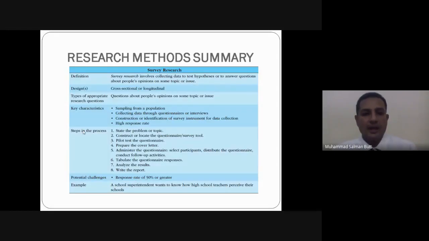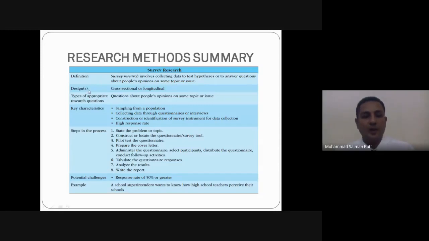Then we are in the last slide of today's lecture, which gives you the summary of the survey research method. It is in your book as well, and this is a very important slide. The process of research starts with the definition of your research problem. Once you are able to formulate your hypothesis and research question, you will be able to decide whether this is survey research or not, and then you conduct your research from this perspective.